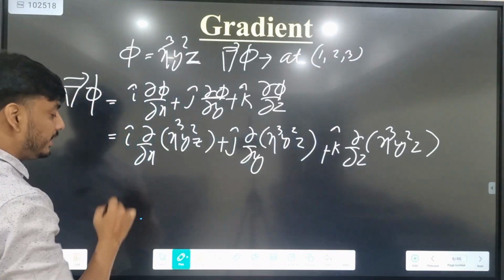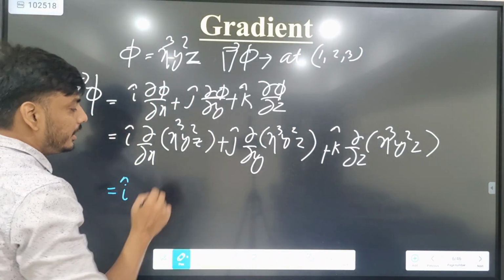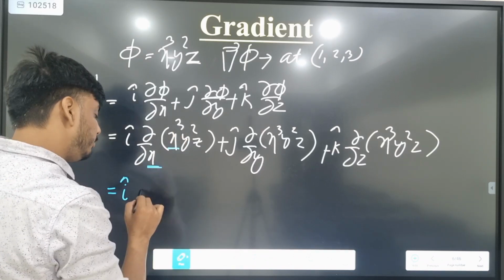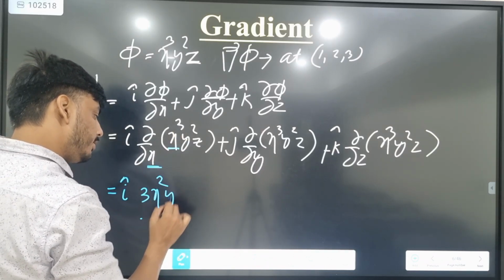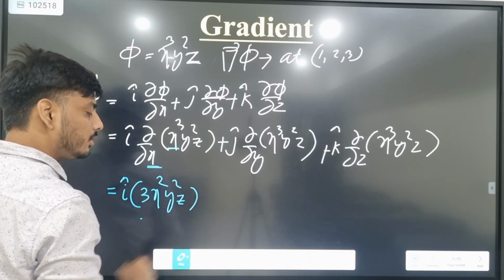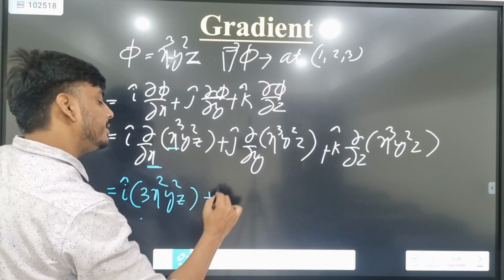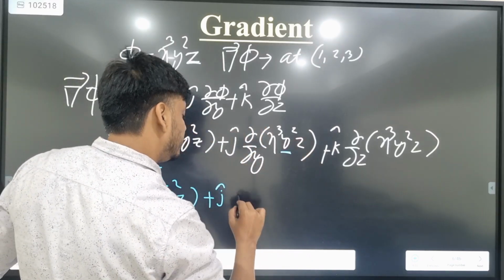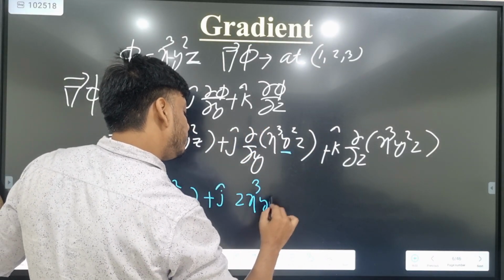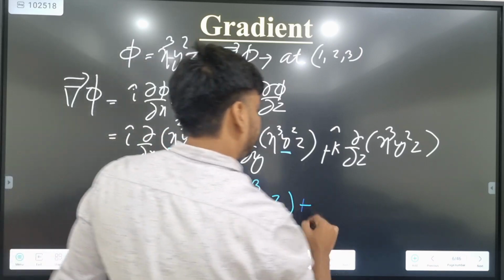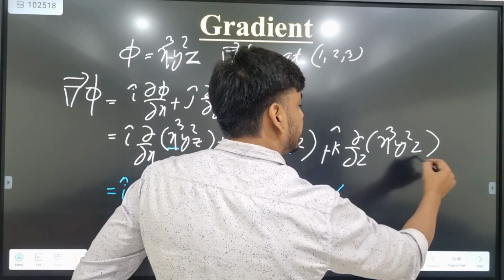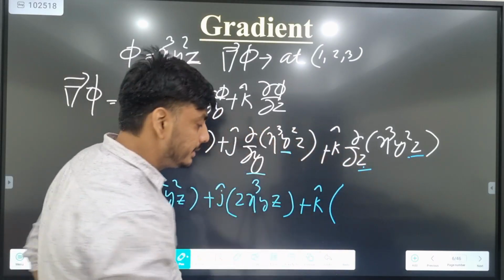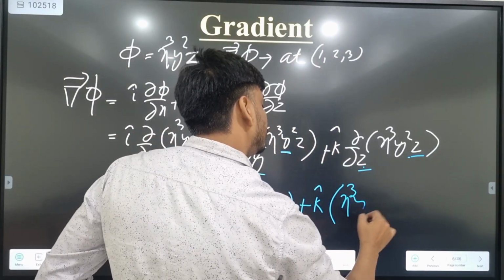If we take the partial derivative, it will be like i cap. Here you can see the derivative we have to take is with respect to x. So x cube will give 3 x square y square z, the result we get for the first term. Similarly, j cap, the derivative with respect to y of y square is 2y. So 2 x cube y z, plus k cap, the derivative of z with respect to z will be 1. So the result will be x cube y square.